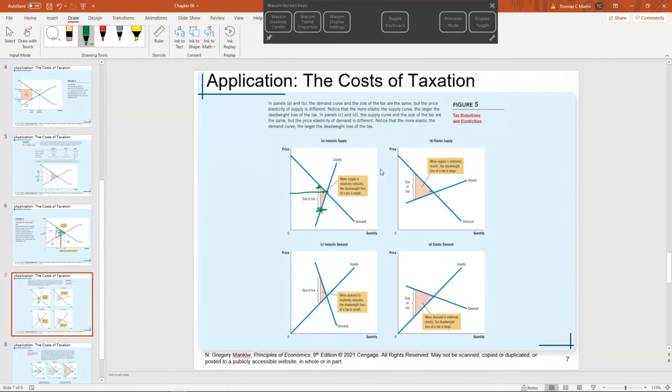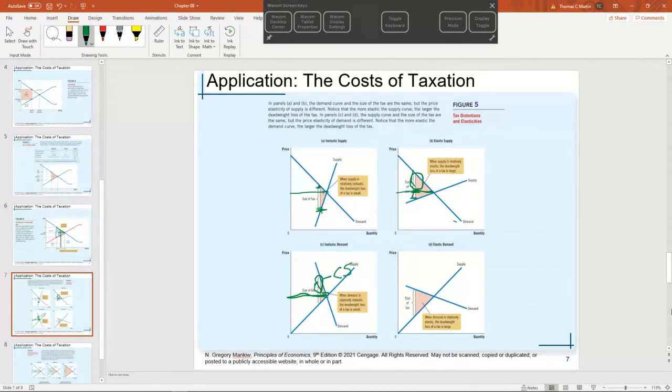Now, in this situation, we have an elastic supply curve. We see who's going to consume most of this. If it's an elastic supply curve, it's going to be the buyer that's going to be paying most of the taxes. If we have an inelastic demand curve, just like with an elastic supply curve, the consumer is going to eat it. They'll have to eat a lot of that tax. It's going to be transferred directly to the consumer.